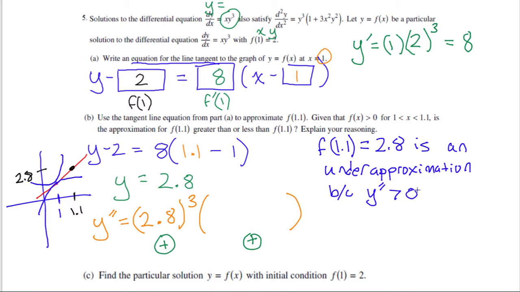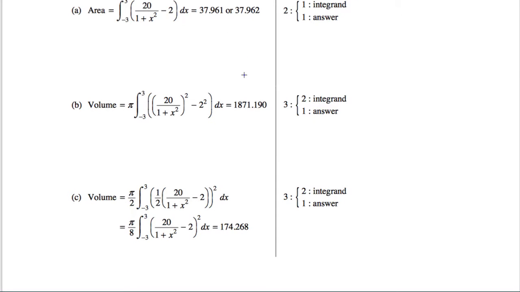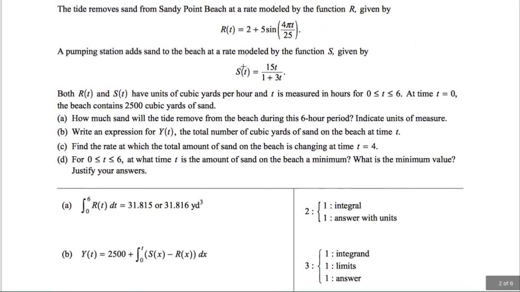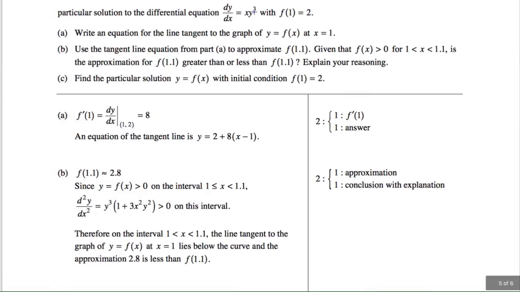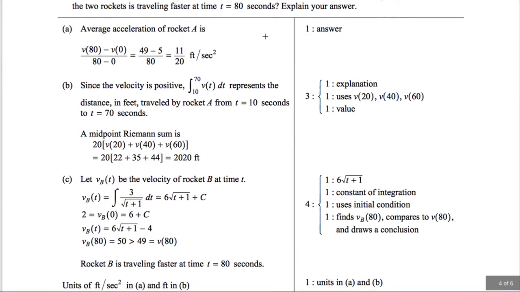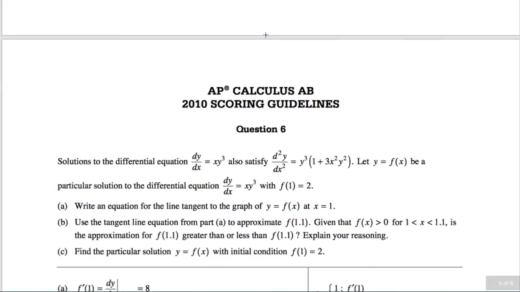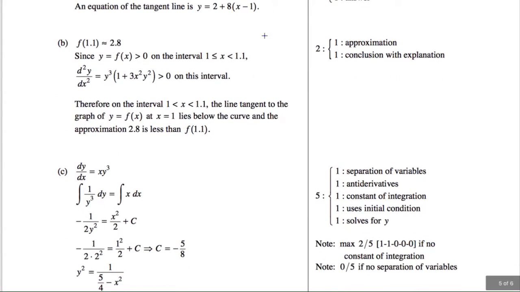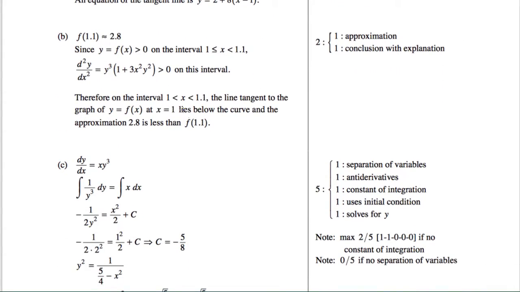And I'm not exactly sure how much evidence you have to show. They say you have to justify, and I can show you the solution guide as well. Solution guide for number 5. The solution guide has this explanation, but it just says your conclusion with the explanation. So I don't know how strong of an explanation you need.